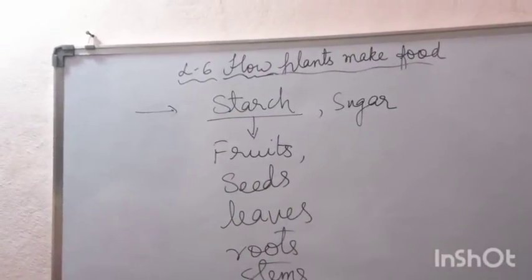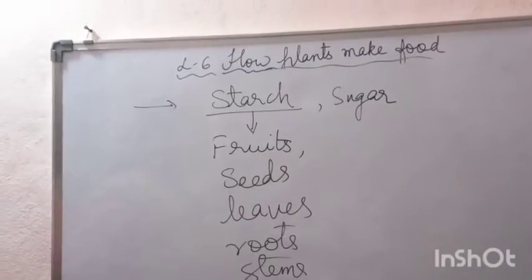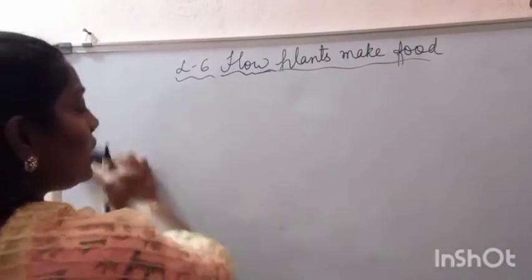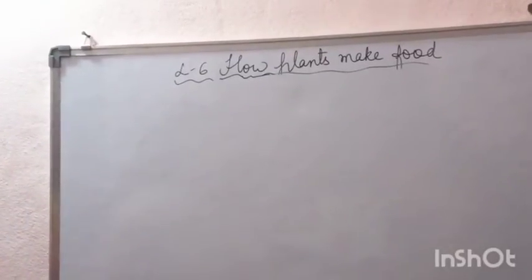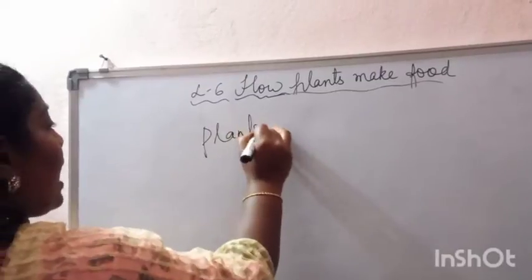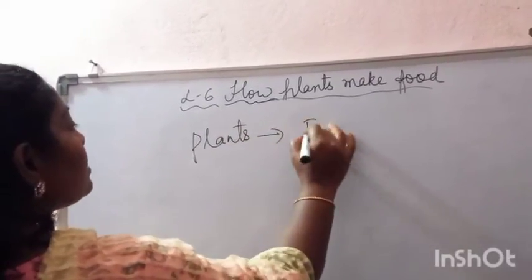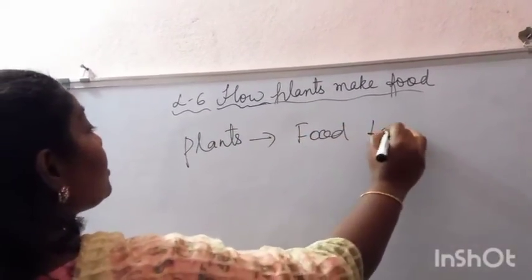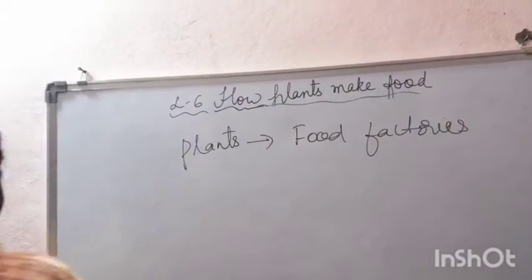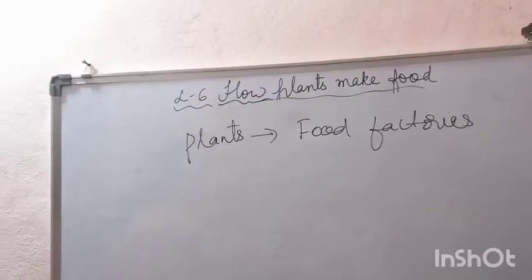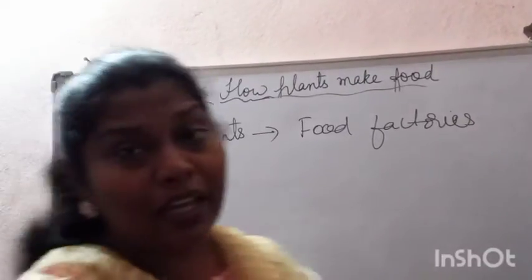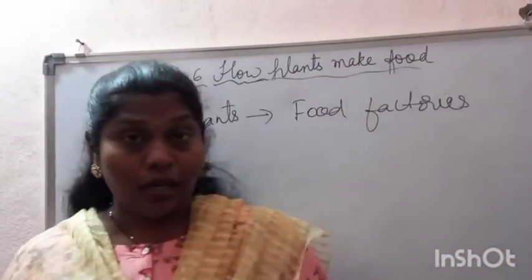S-T-A-R-C-H. Starch. Children, do you know the plants have a name? What is the name of the plants, children? Food factories. Plants are also called food factories. Why are they called food factories, children? Because we know the factories prepare different kinds of things.